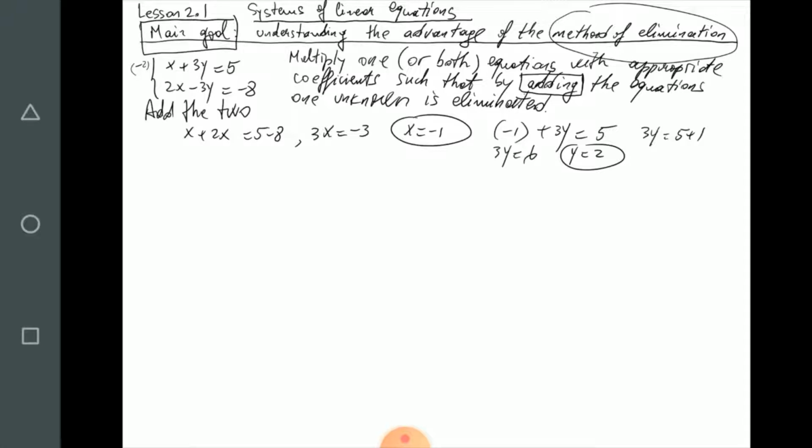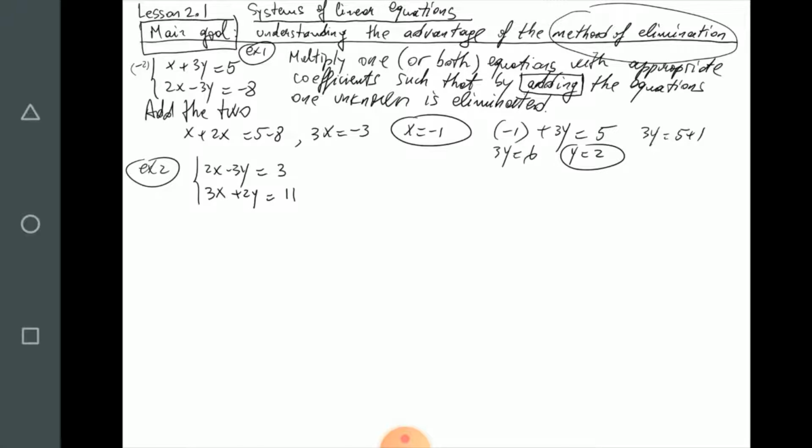I did mention here that sometimes we need to multiply both equations by a convenient coefficient. So take a look at when that needs to be done. Let's take a look at a different example. Let's call this example 1, and let's move on to example 2. The first equation, let's say, is 2x minus 3y equals 3. And the second equation is 3x plus 2y equals 11.